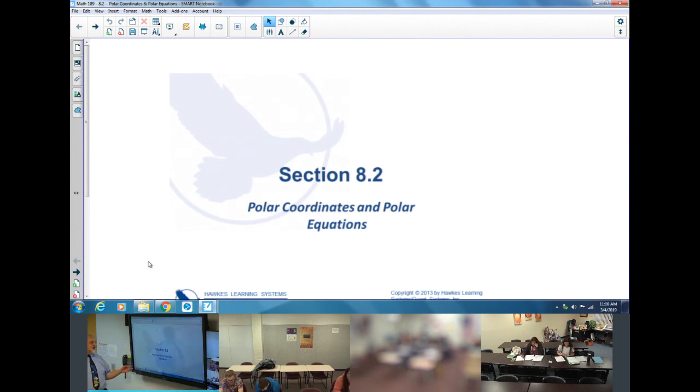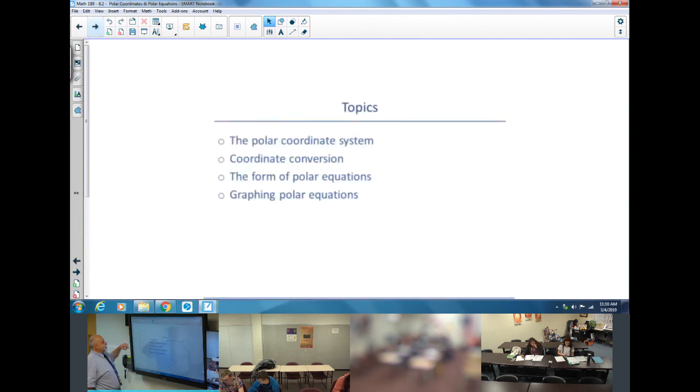Okay, so section 8.2 is on polar coordinates and polar equations. This is a section that, depending on your Algebra 2 teacher, a lot of you might not have ever seen before. So I'm going to teach it as if it's brand new to everyone, and if you've done it before, that's great. We're going to talk about what the polar coordinate system is, how to convert back and forth between our normal rectangular system, the XY axis, and the polar system, then the form of polar equations, and then graphing polar equations.